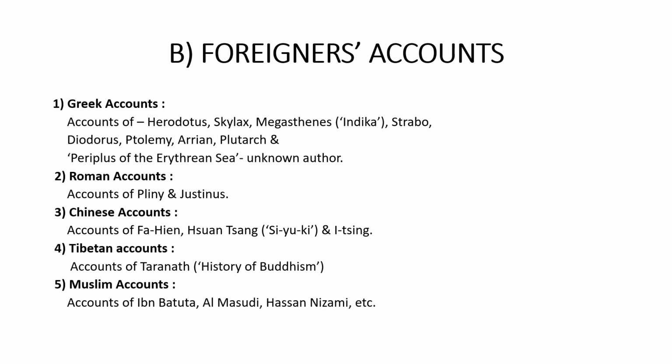Then in Tibetan accounts, we have the account of Taranath, who was considered to be the most remarkable scholar and exponent of Tibetan Buddhism, and his best known work is called History of Buddhism in India. Okay, then we have Arab accounts or Muslim accounts, in which we have the Tehqiq-e-Hind of Al-Biruni, Rihla of Ibn Battuta, and the works of Al-Masudi, Suleiman, and Hassan Nizami. So we have these foreigners accounts.